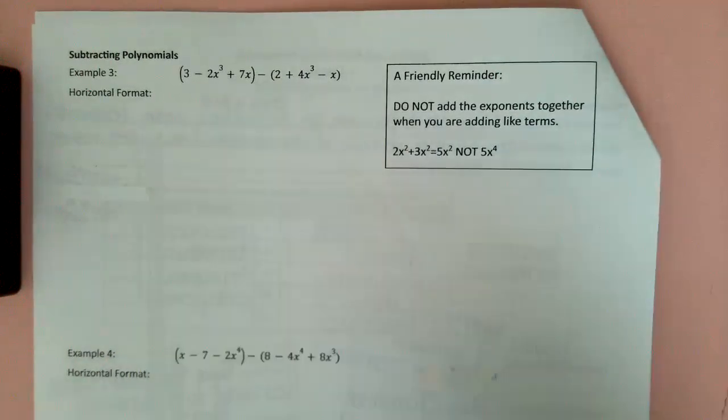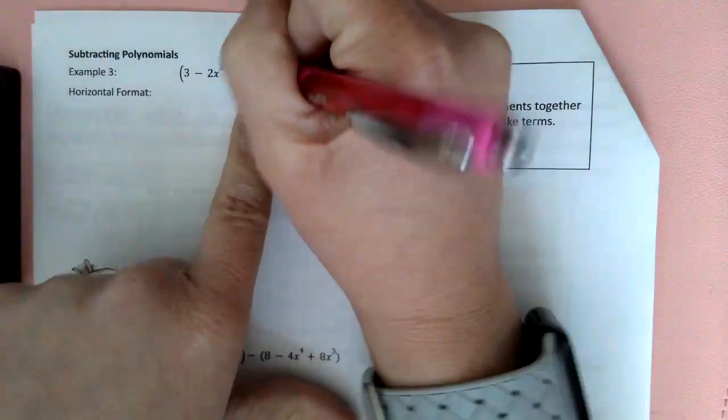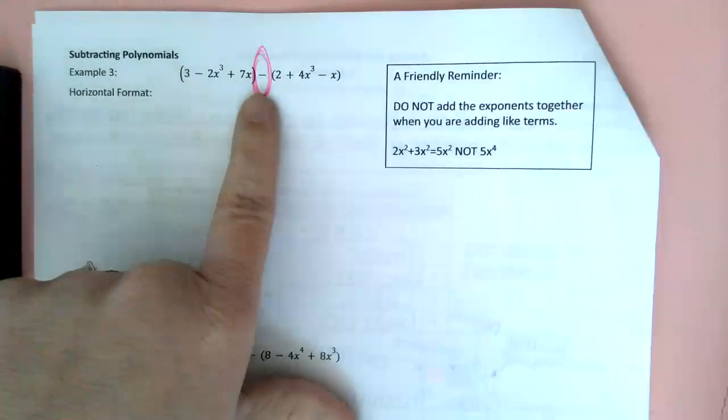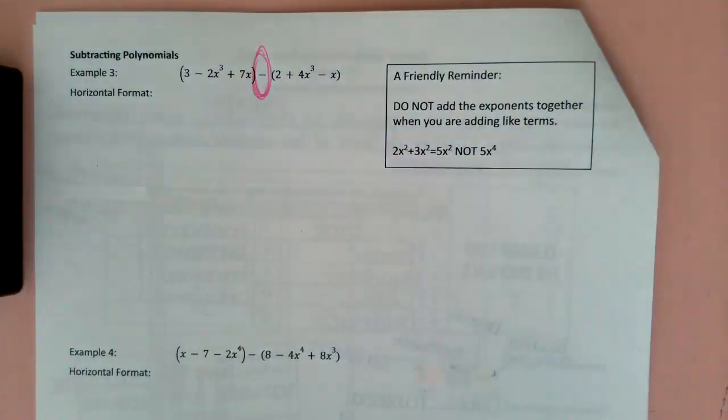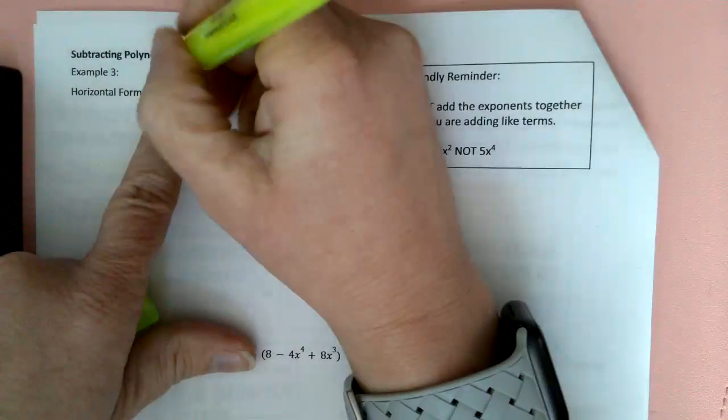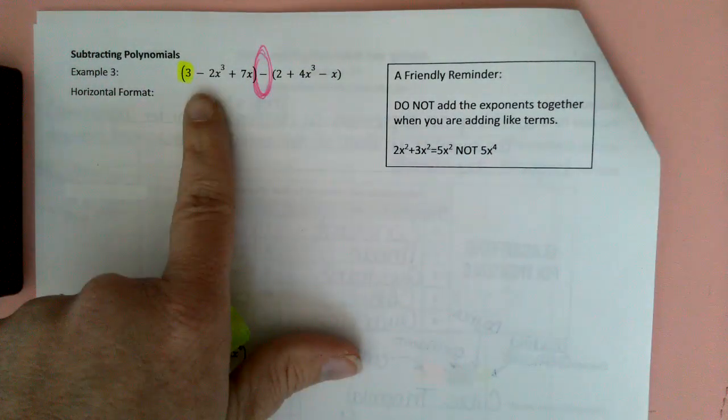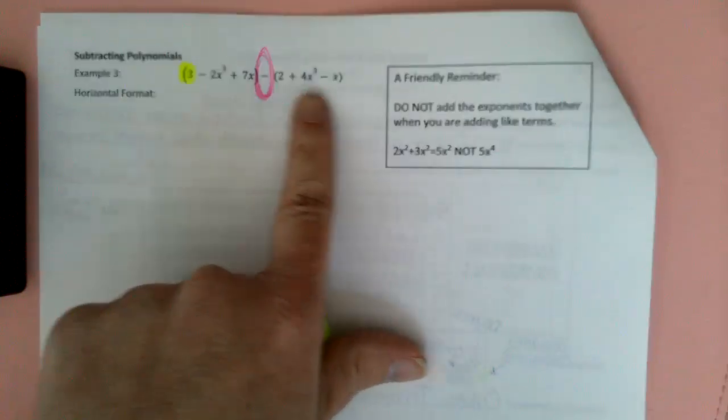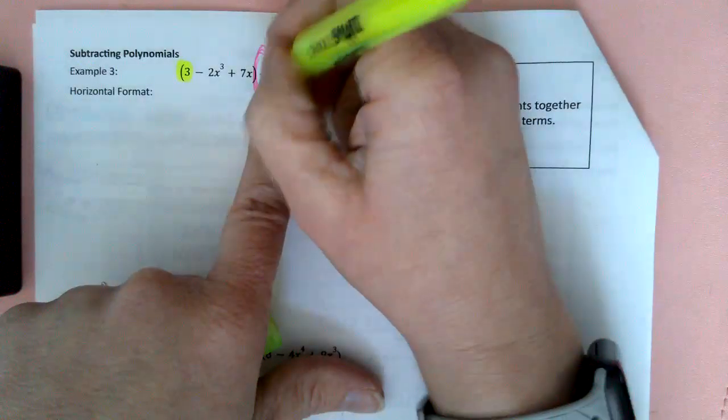The first thing I want you guys to do is circle the minus sign that's between your two trinomials. Then I want you to pick up your yellow highlighter and highlight the first term. That first term is a 3. What is like the 3? If I look all the way through, it's going to be a 2.